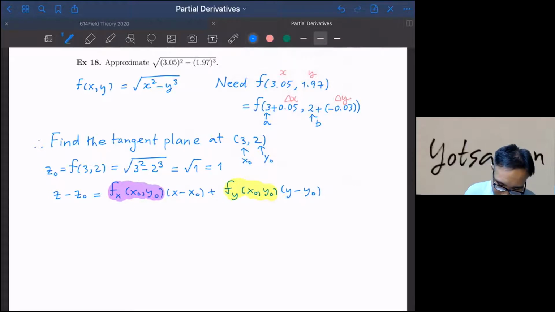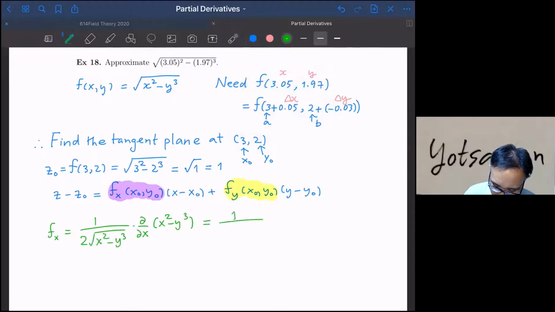So we need fx and fy. For fx, you differentiate with respect to x. Let me use another color. For this one, you have the derivative with respect to x. This guy will be just 1 over 2 root of x squared minus y to the third, and you find the derivative with respect to x of x squared minus y to the third. So it's going to be 1 over 2 root x squared minus y to the third, and you differentiate, you get 2x.